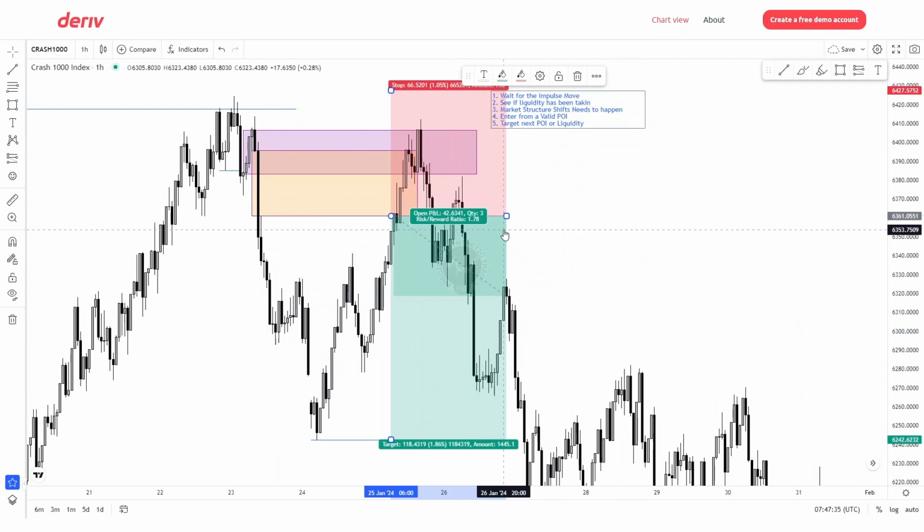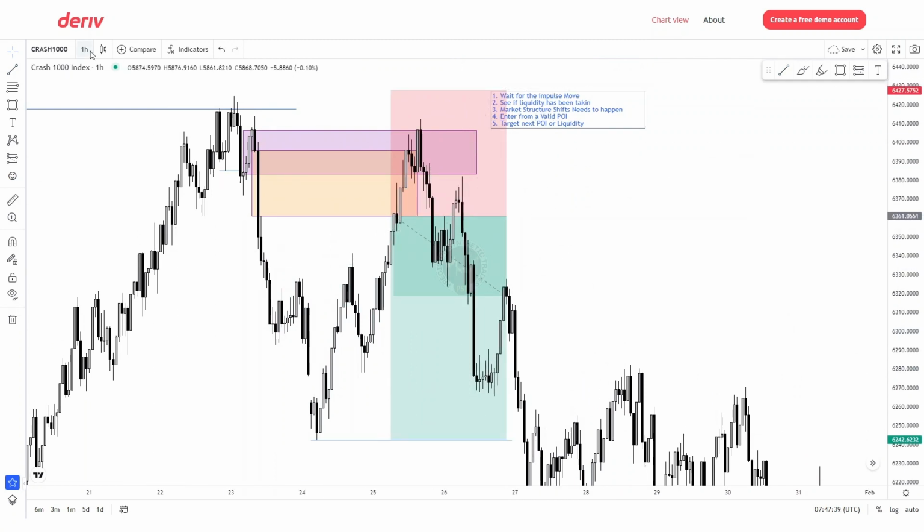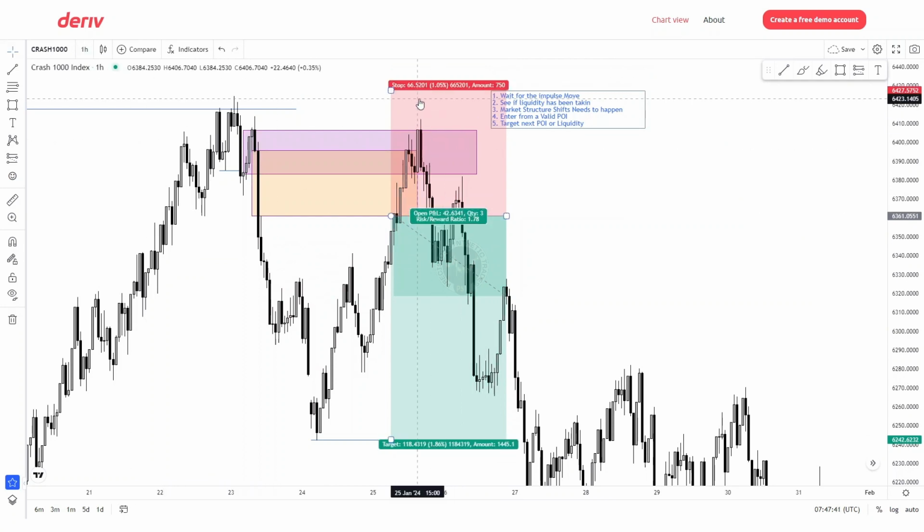It will be a 1 to 7 risk to reward trade. That's a really good trade, especially if you are entering on the 1 hour. But for a big stop loss like this, you also need to have a little bit of a bigger account. So let's see how we can refine this.